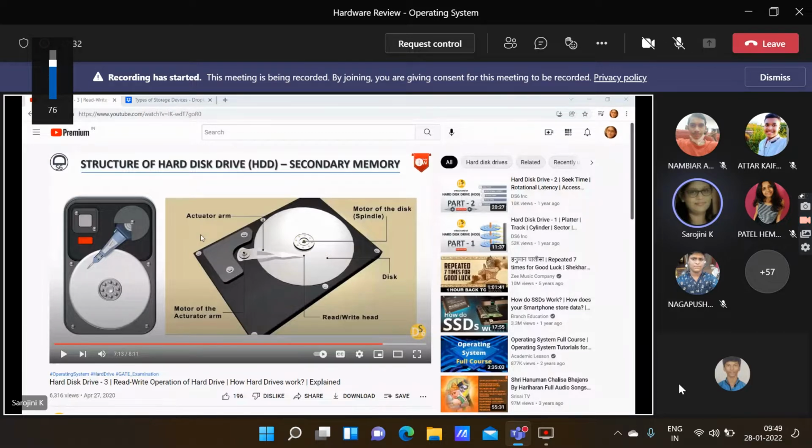Okay, students. So that is how the read and write operation will be done in the HDD. That's what the video showed. About the structure, I already told you, so we need not see that again.